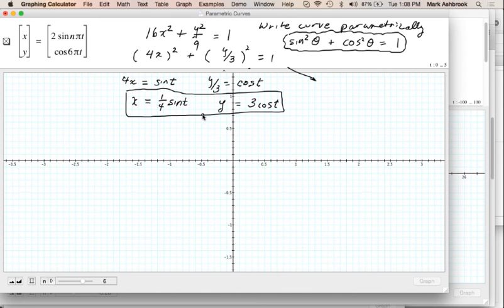So this certainly works. Is there another way to do it? Idea? What's the relationship? Sine squared plus cosine squared equals 1. So? Just set 4x squared plus y over 3 squared equal to sine squared theta plus cosine squared. Well, that's kind of what we did.